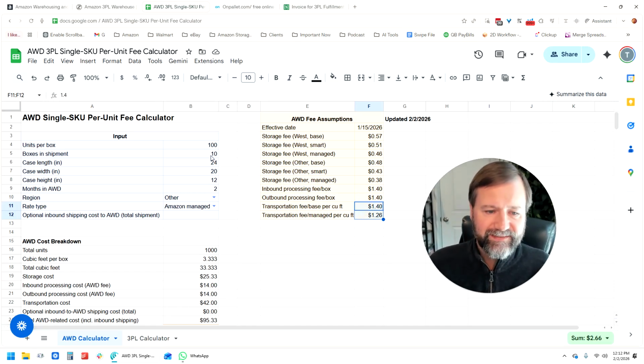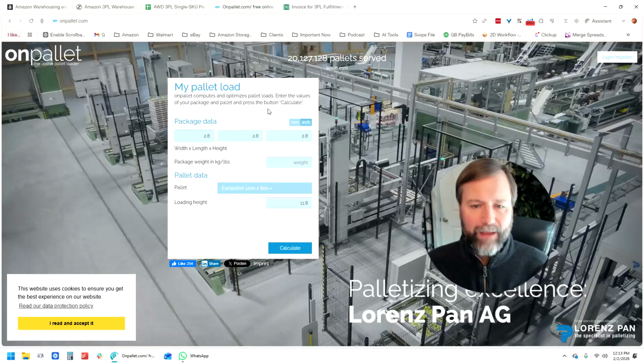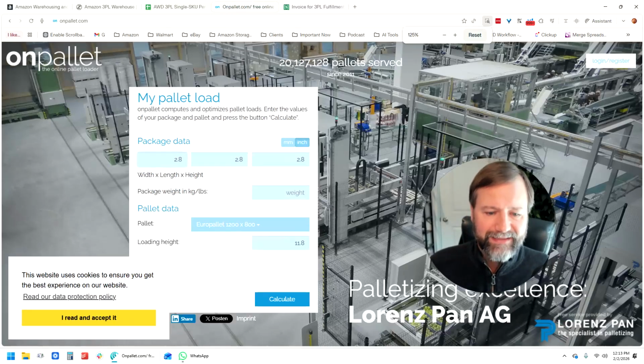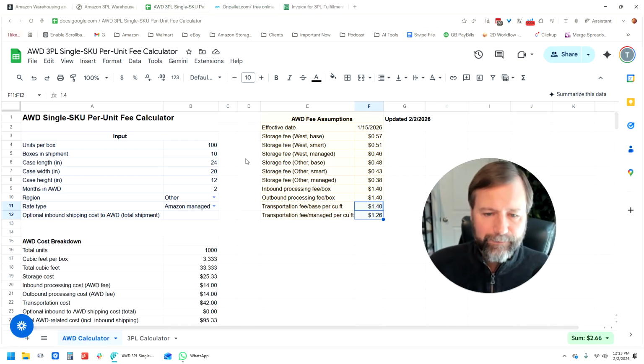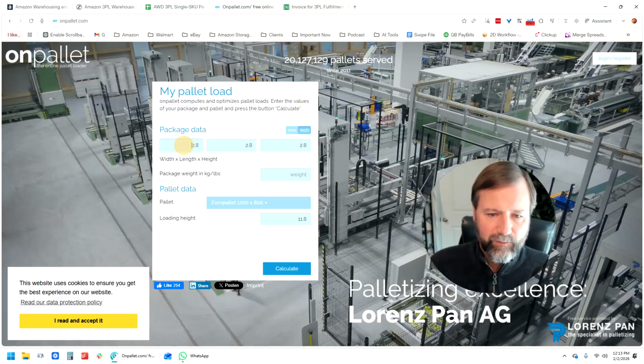So let's just calculate an exact pallet. So a pallet that you can send into Amazon is typically 48 inches by 48 inches by 72 inches. I like to use this website here called onpallet.com for calculating how many boxes I could fit on a pallet. So if we're using this 24 by 10 by 12, let's see what we've got here. 24 inches by 20 by 12.